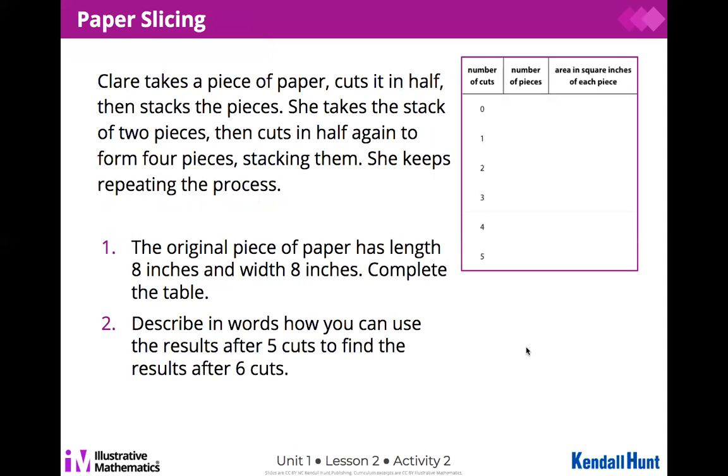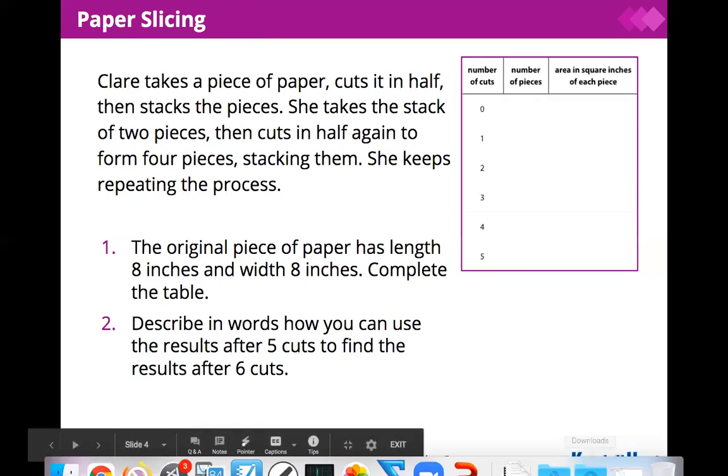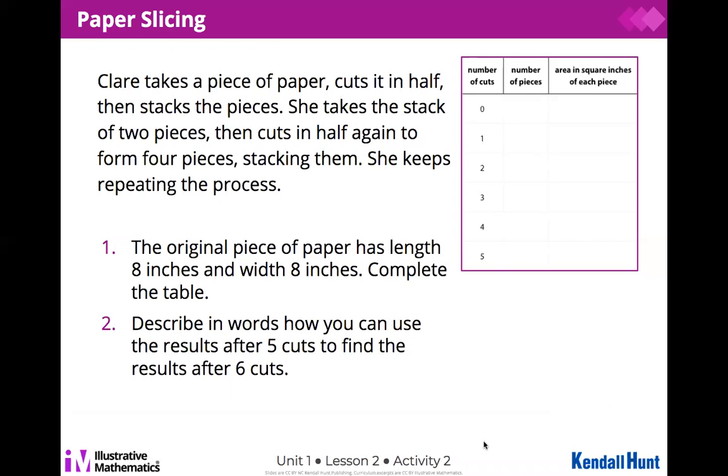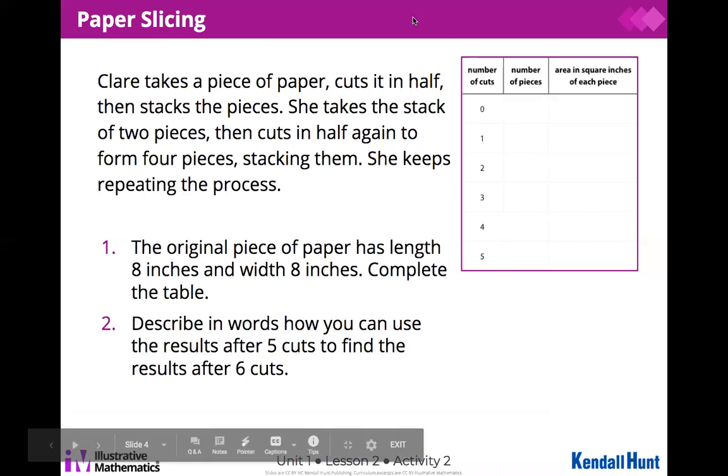All right. We're going to do a little activity here. At least I'm going to do the activity, and then I'll show you guys. Just so you can see, I really do have a sheet of paper here. It says Claire takes a piece of paper, cuts it in half, then stacks the pieces. She takes a stack of 2 pieces, then cuts it in half again to form 4 pieces, stacking them. She keeps repeating the process. The original piece of paper has length 8 inches and width 8 inches. Complete the table. Okay, so our goal is to complete this table.